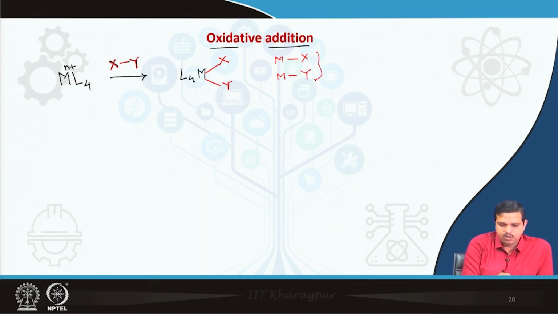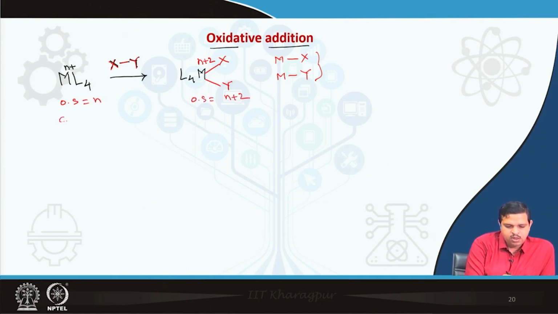So, what does it happen? You see carefully. Initially the oxidation state of the metal was N plus, and now it is N plus 2, because 2 bonds are formed. So, oxidation state was N, now oxidation state is N plus 2.